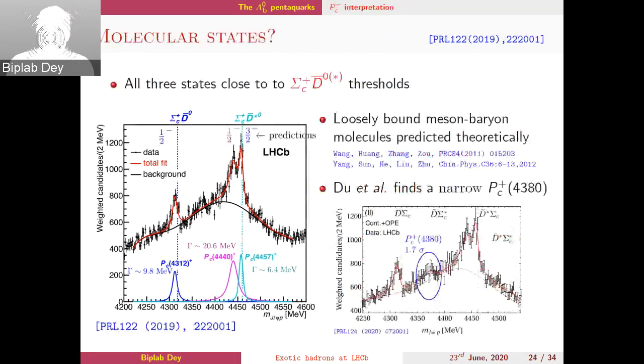Okay. So one of the things that we learned from tetraquark studies was that once you see these peaks, the first thing that you do is you ask, are there any thresholds? Are these peaks close to any thresholds?